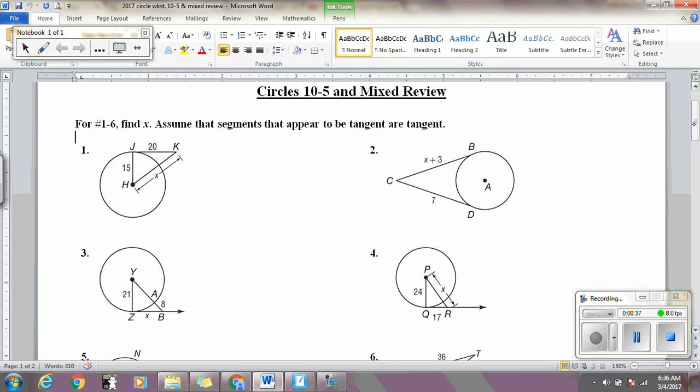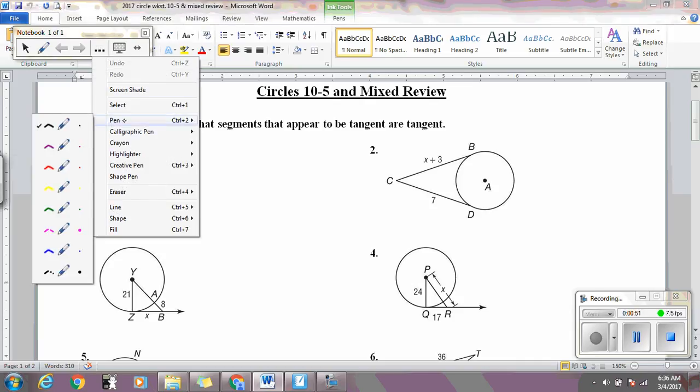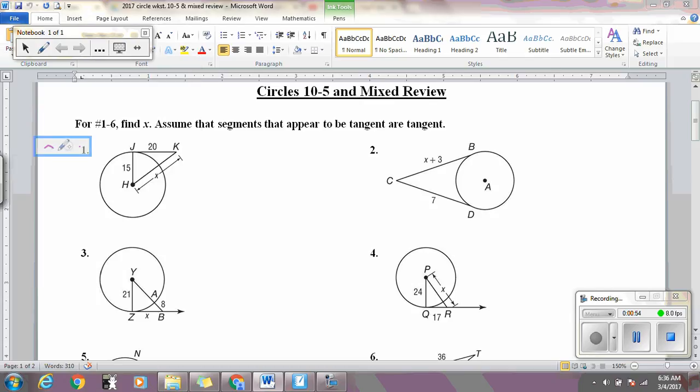So for number 1, it wants us to find x, and it wants us to assume that segments that appear to be tangent are already tangent. So it appears that JK is tangent. Because JK is tangent to circle H, I know that JH is a radius, and so where JK and JH intersect, there it should be a right angle. So let's put the right angle on our picture. So to find x, we're going to use the Pythagorean theorem. A squared plus b squared equals c squared.